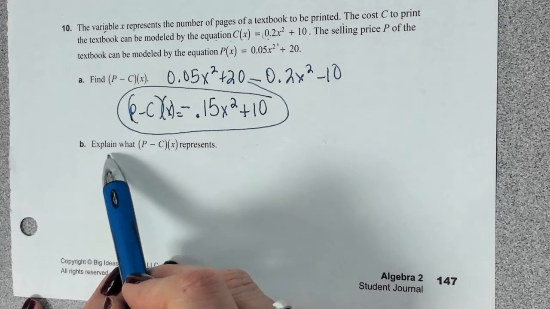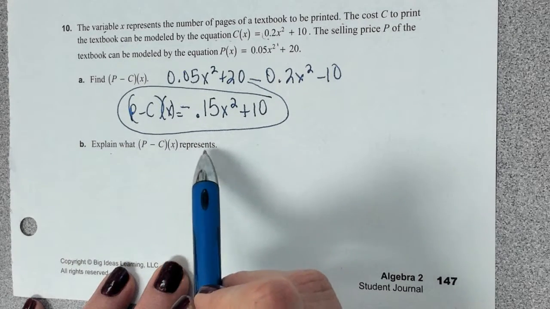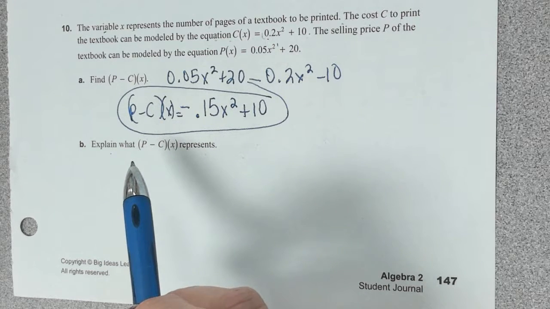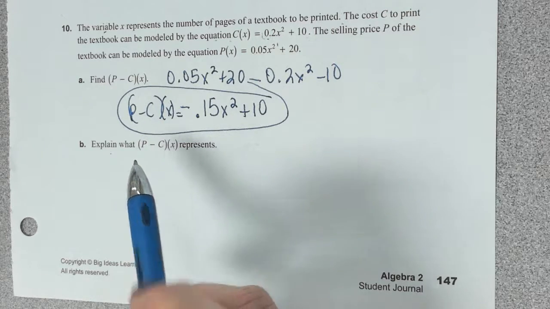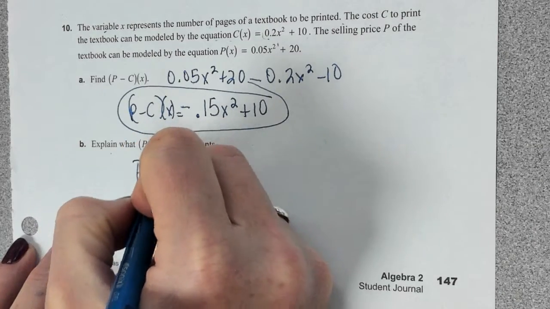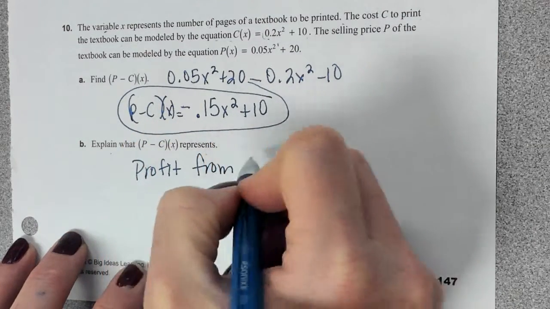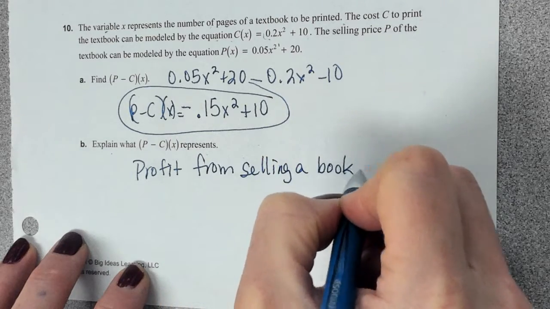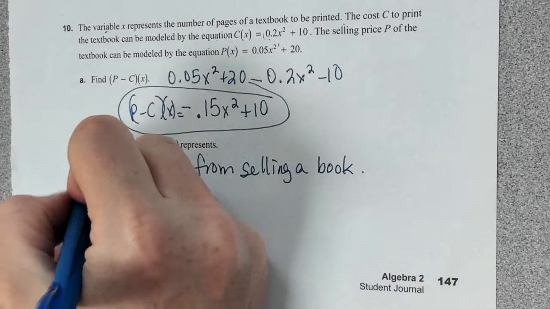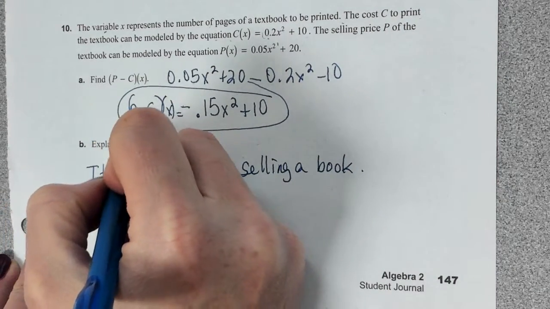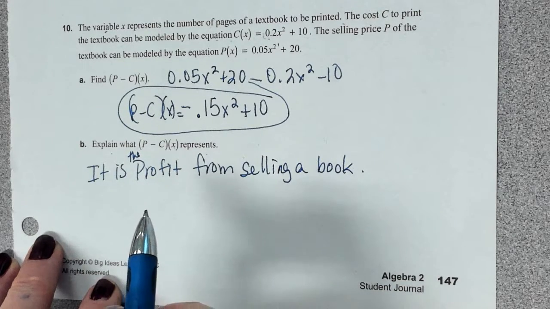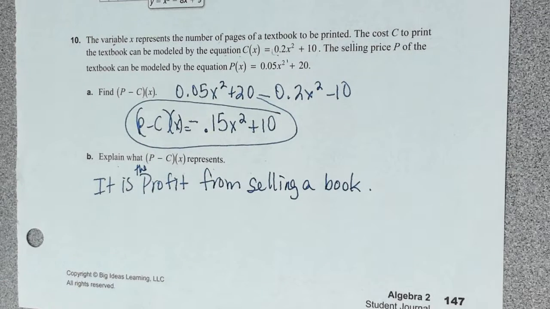And then it asks us to explain what P minus C of x represents. What do you guys think? What does that represent when we subtract those two? What is it? Profit, yes. That's going to be the profit from selling one book. We should make it a true sentence. It is the profit. Okay? Any questions? All right. Good job, guys.